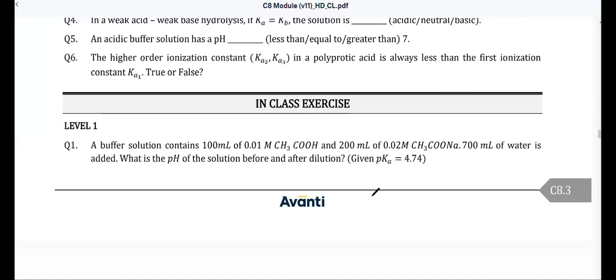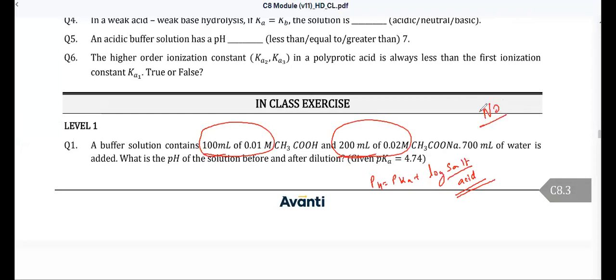What is the formula for buffer? pH is equal to pKa plus log salt by acid. I hope everyone remembers this formula. Tell me yes or no. Concentration of acid is given, concentration of salt is given, right?